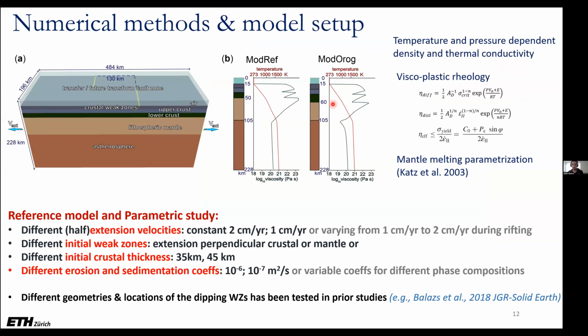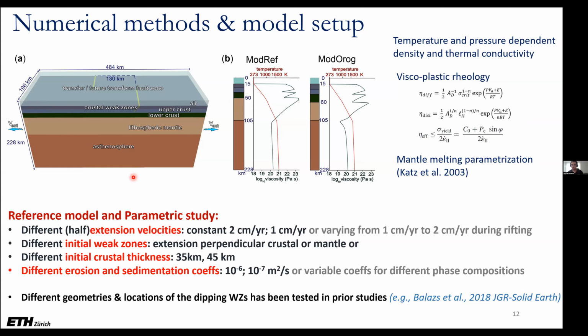So we built a model domain consisting of upper, middle, and lower crustal, lithospheric mantle, and asthenospheric mantle layers. Rifting and extension is simulated by divergence boundary conditions on the left and right model sides. Free surface is imitated by a low density, low viscosity air layer on top, and therefore we can simulate the topographic response. The model used temperature and pressure dependent thermal conductivities and densities. We assumed viscous and plastic rheologies.